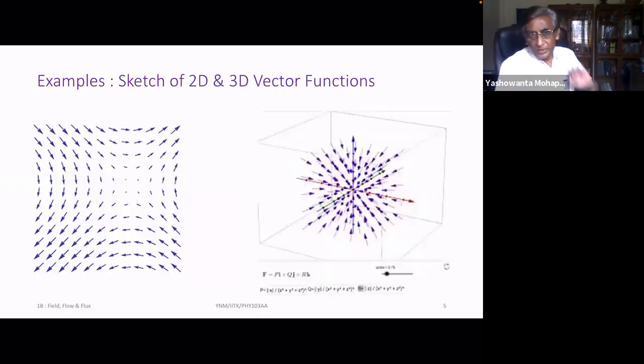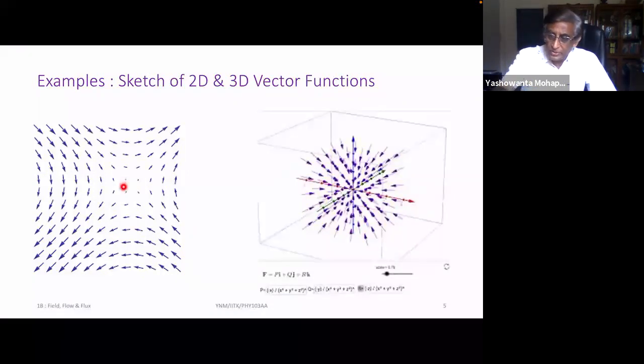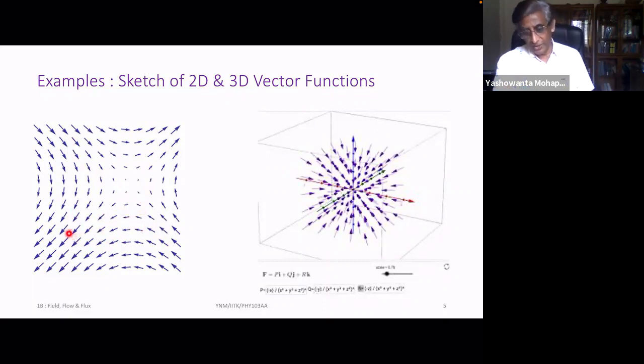examples of 2D and 3D vector functions, you are familiar to some extent. So with each point in this region, for example, there's an arrow which tells me the direction, and the length of the arrow tells me the magnitude. All right. So with each point, and this is a 2D sketch, I get a feel for how the vector function is changing in this. This is important. Sketching such things is going to be important to intuitively figure out the behavior of the field. This you might be familiar with already.